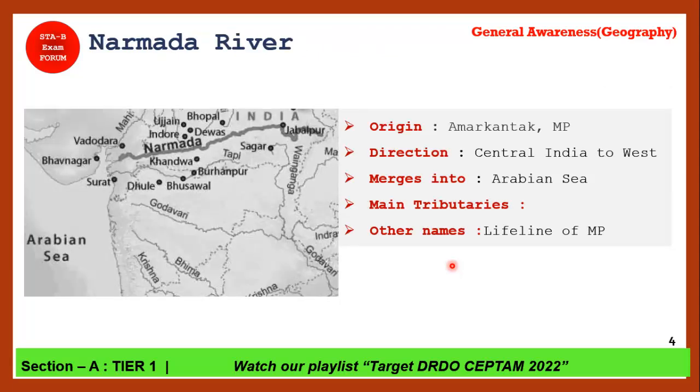Coming to the next river, it is the Narmada River. It is the lifeline of MP and it flows from central India to the west. Students, the rivers Narmada and Tapi do not form any delta, they form estuaries. Okay. Estuaries. Okay. So the origin of the Narmada river is Amarkantak. So this much information you should know about Narmada.